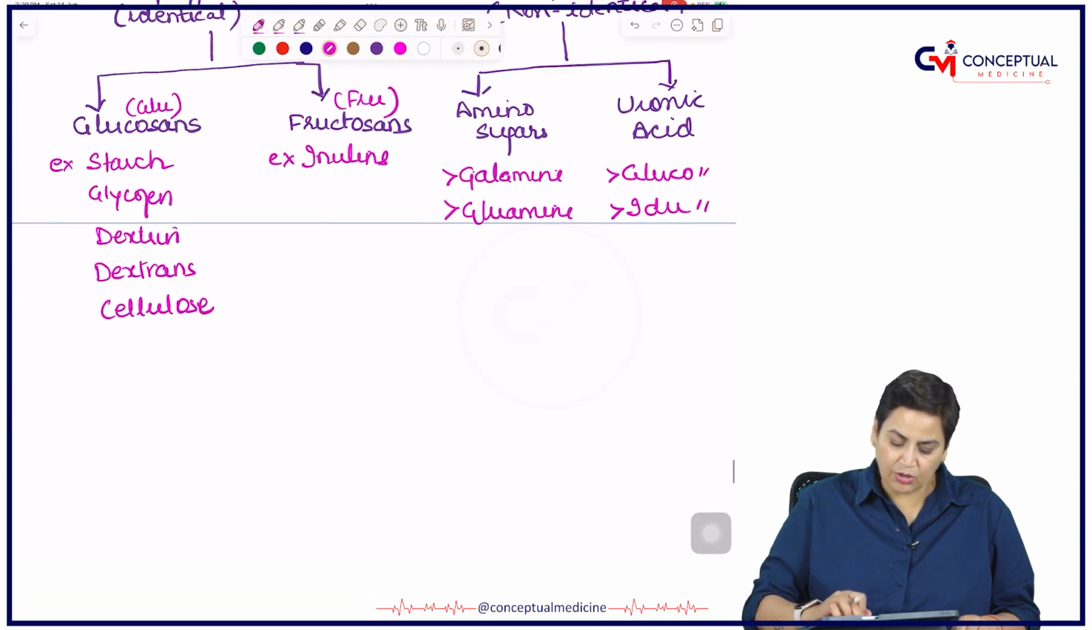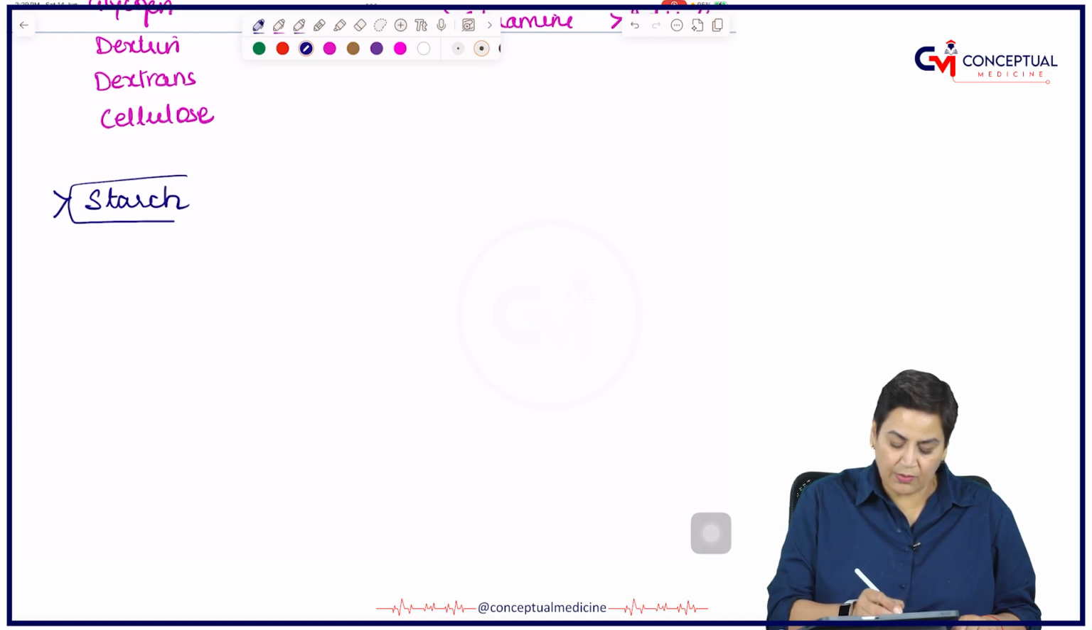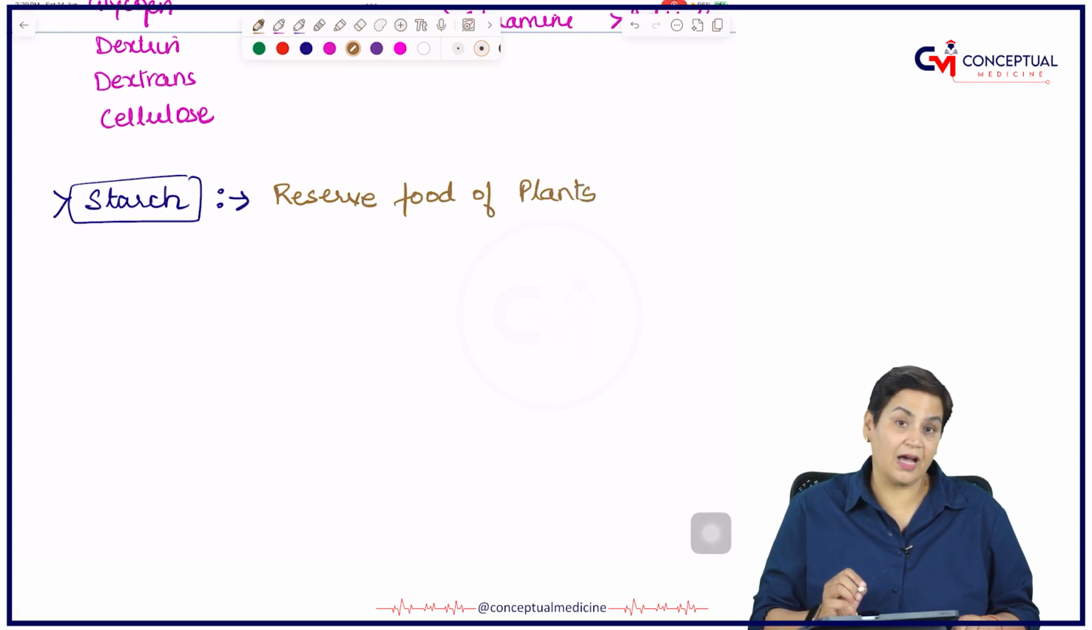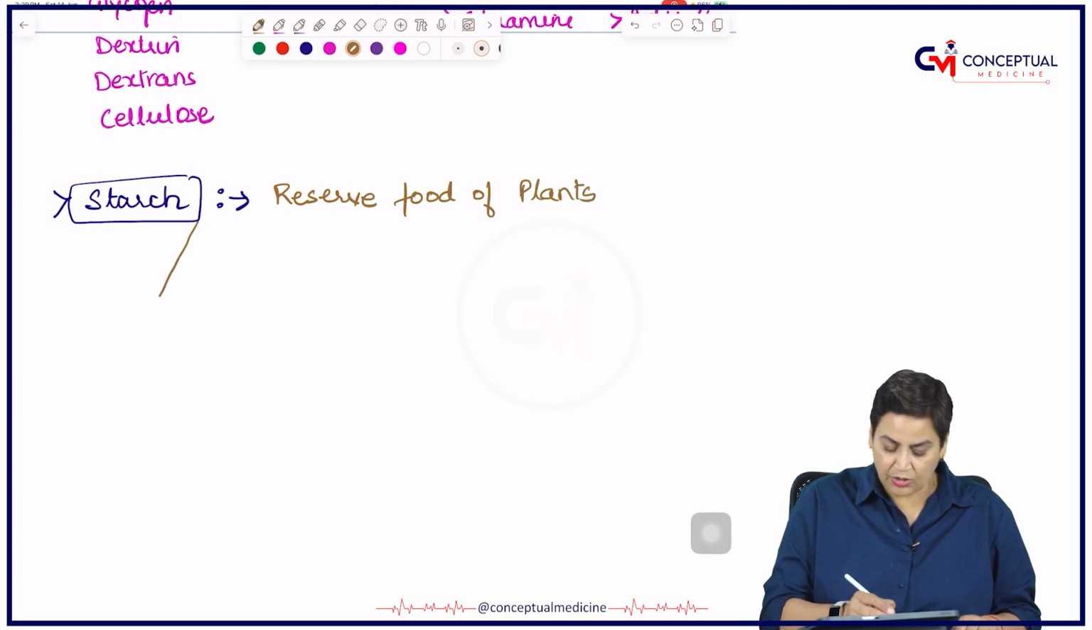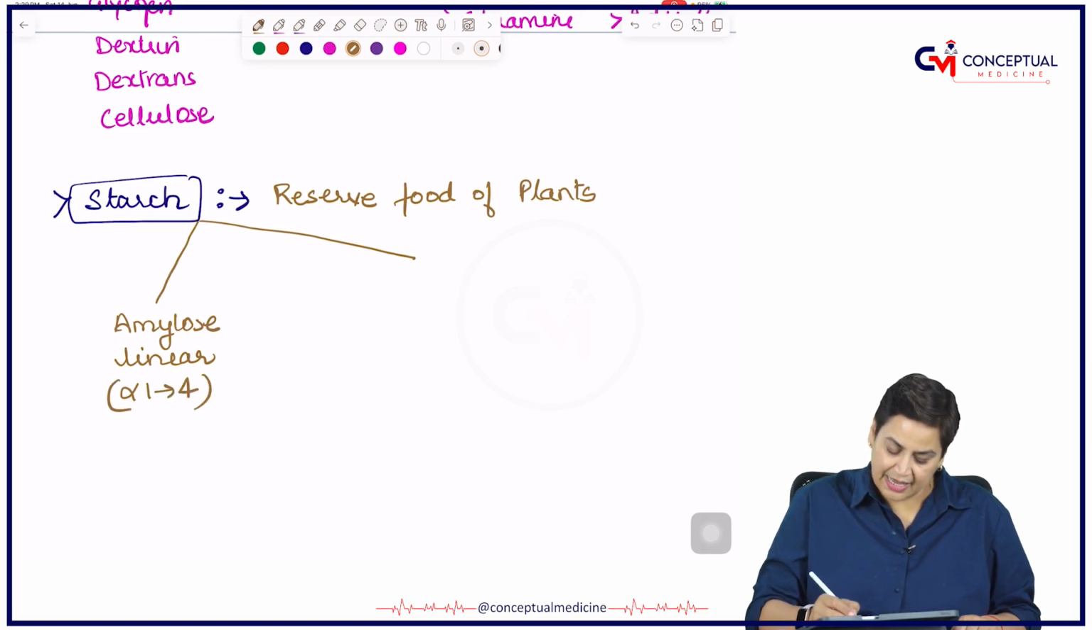Now, all are important. So first of all, we are going to discuss the homopolysaccharides, under which we are going to discuss starch. Simply, we know that it is the reserve food of plants. And starch has two forms. One is amylose, which is linear. So if it is linear, it will have only one linkage, which is alpha 1,4. And the second one is amylopectin.